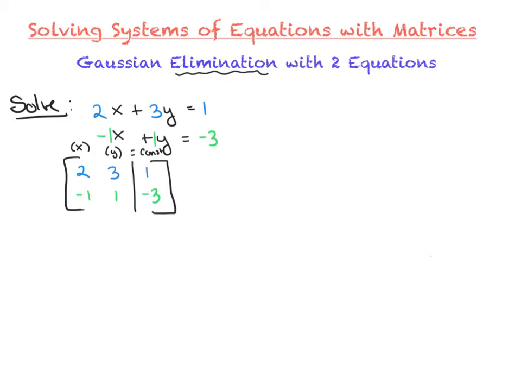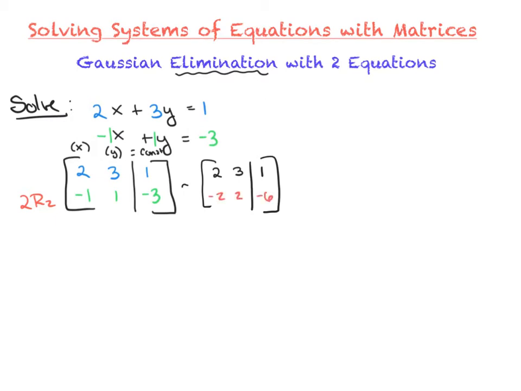We're going to take row 2, and we're going to multiply that by 2. And when we do that, we're not going to change row 1. So that will give us 2, 3, 1, still for row 1. But 2 times row 2 is going to be negative 2, 2, negative 6.